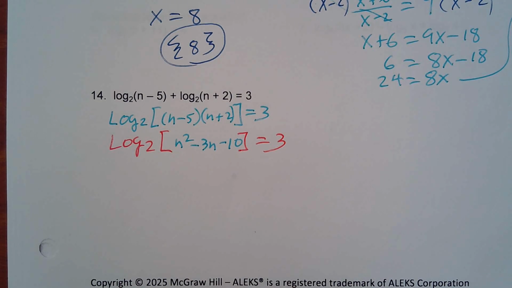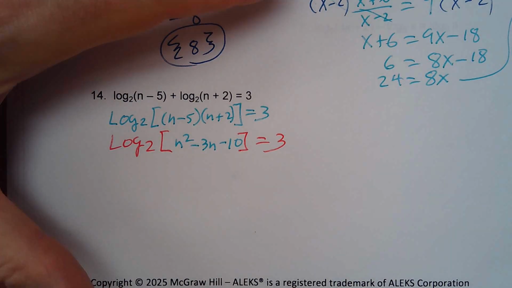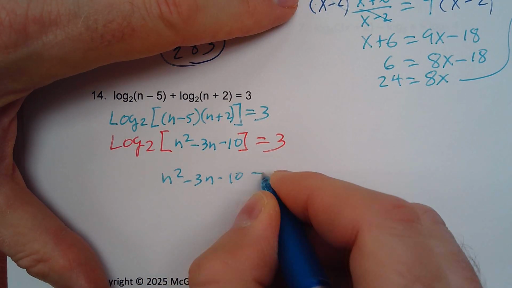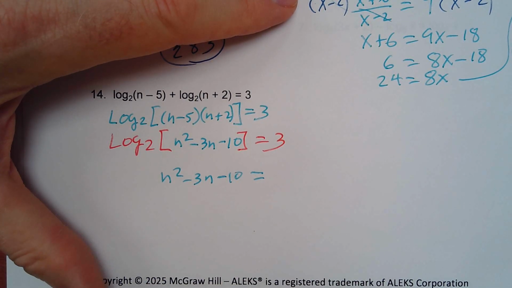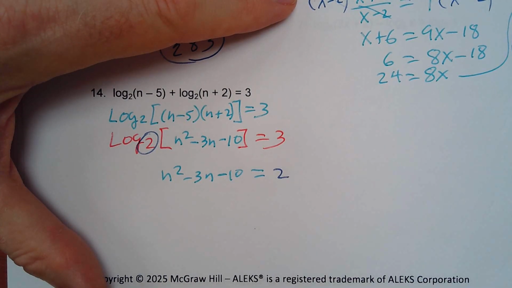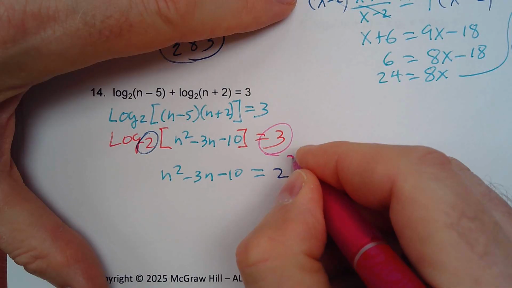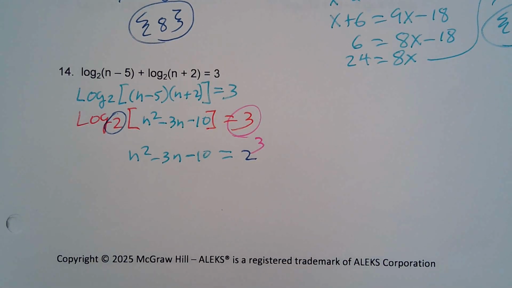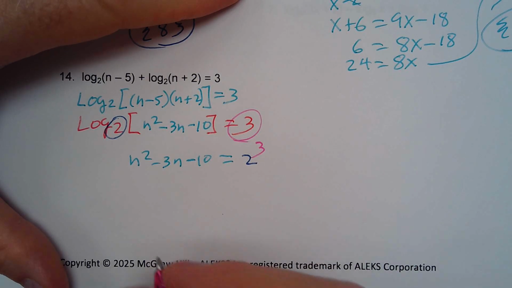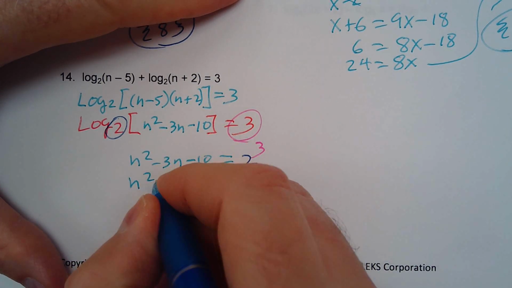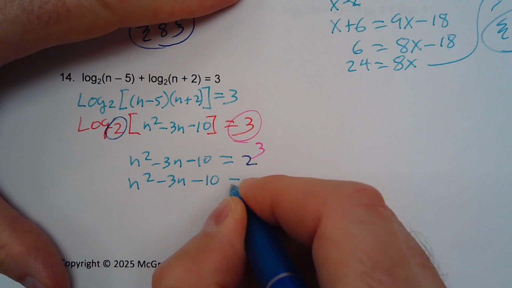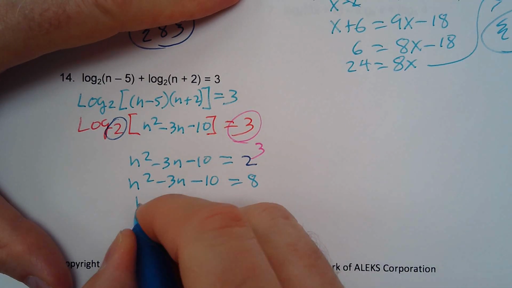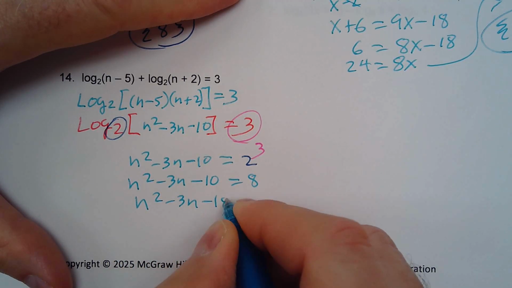And now we need to rewrite this in exponential form. So the n squared minus 3n minus 10 is my argument. My base here is 2. The power here is 3. All right, so 2 to the third is 8. So we have n squared minus 3n minus 10 equals 8. We'll need to take away 8 from both sides, so that's n squared minus 3n minus 18 equals 0.